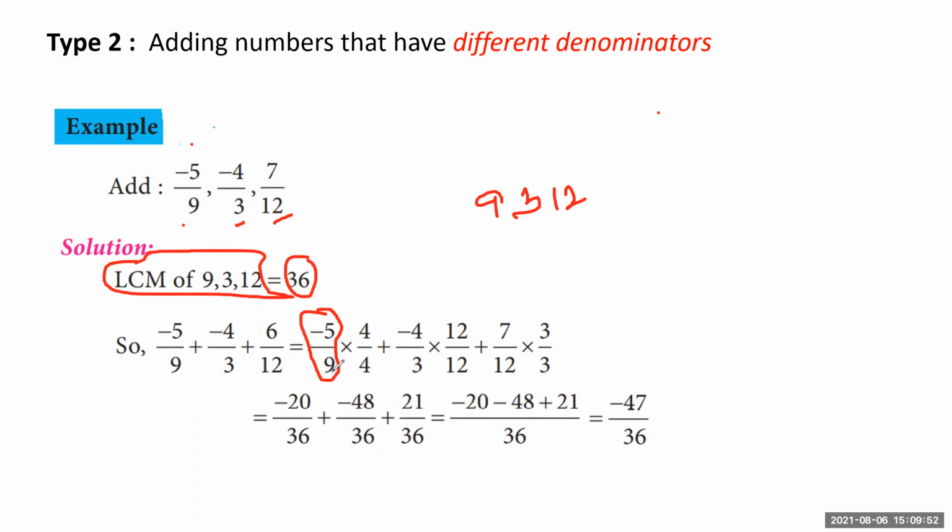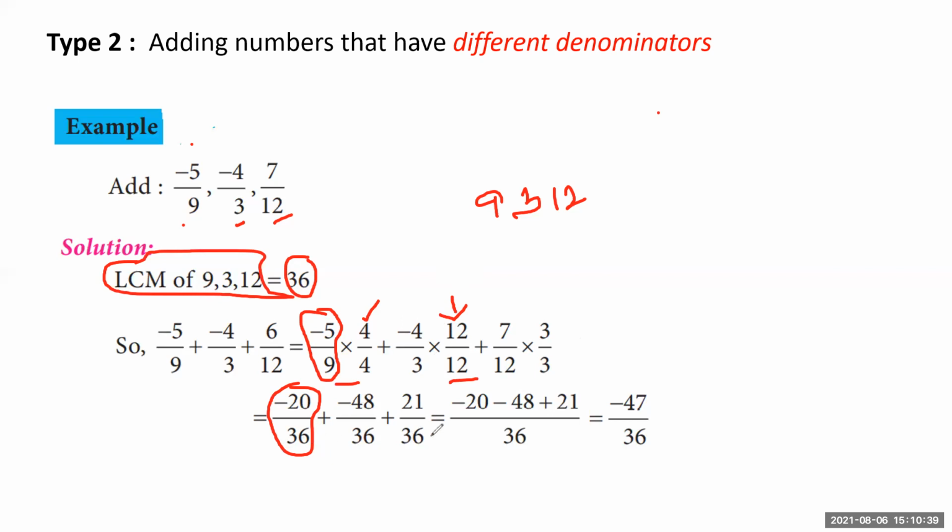So the denominator is multiplied by 4. I have to multiply the numerator also with the same 4 to keep the value the same. So it is -5 into 4 divided by 9 into 4. That becomes -20 by 36. Similarly, for -4 by 3, to make the denominator 36, I have to multiply by 12. I need to multiply the numerator also with the same number. So I get this one. Similarly for 7 by 12.